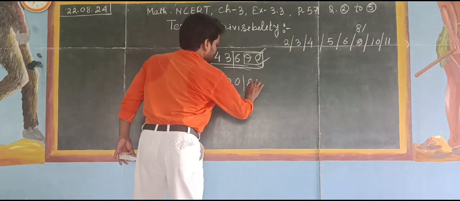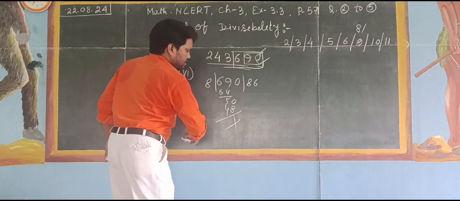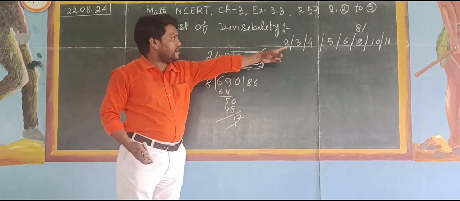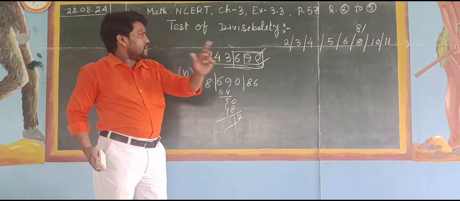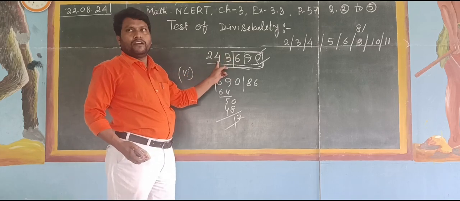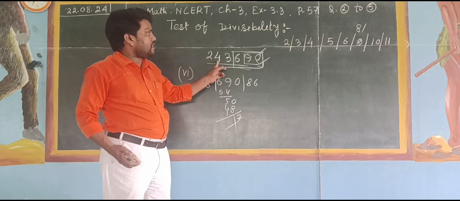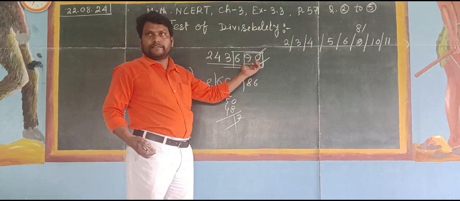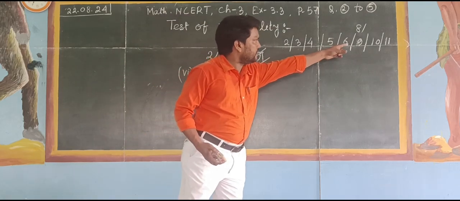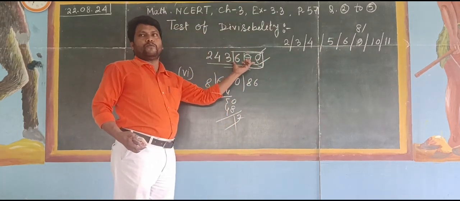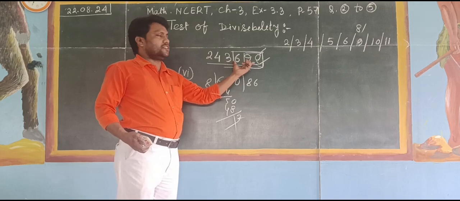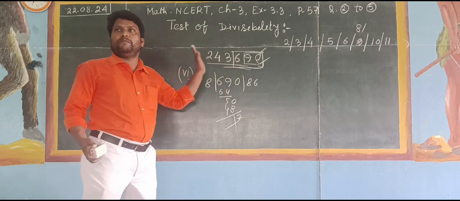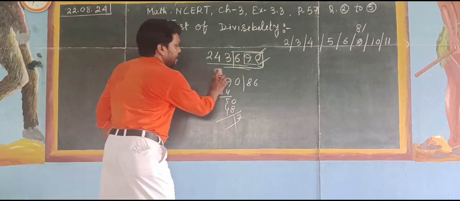No. 2 is remaining. That means the number is not divisible by 8. Just like property number 4, when you applied the property by 4, you took the first 2 digits. But in case of 8, you have to take the first 3 digits, 1s, 10s and 100. So these 3 digits, 690, is not divisible by 8, so the number will not be divisible by 8.